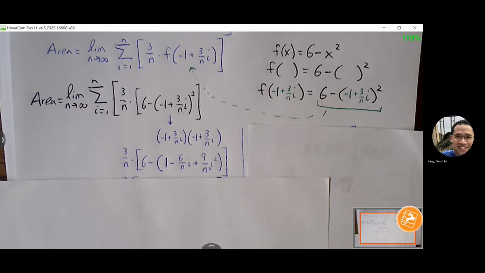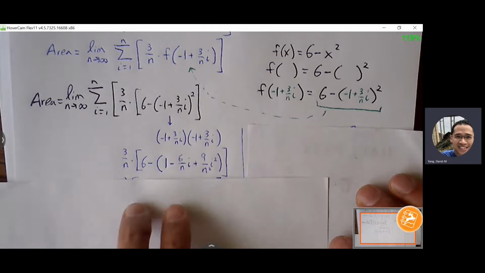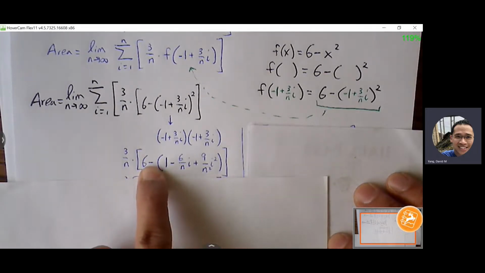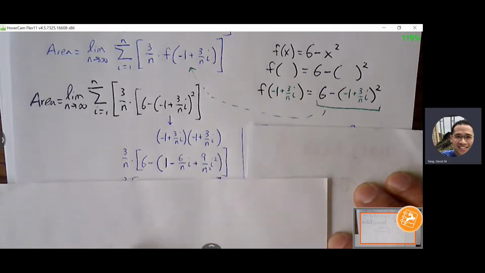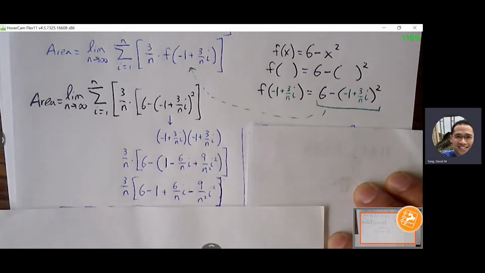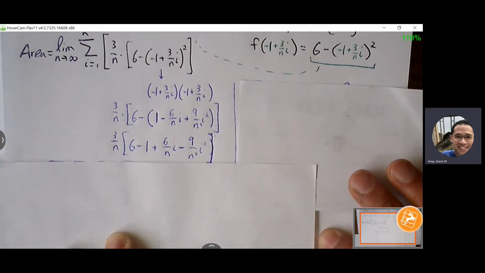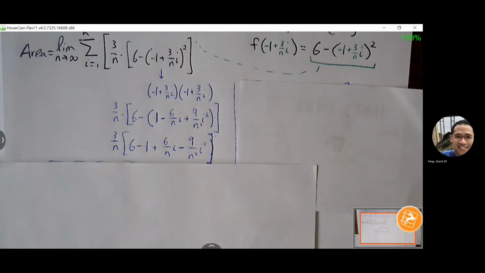Okay, FOIL. Now, once you FOIL, you still want to leave this in the set of parentheses because we don't want to forget about that negative, right? So distribute that negative through. And once that negative distributes through, I can begin working in that 6, right? That's 6 minus 1. Six minus 1 is 5.